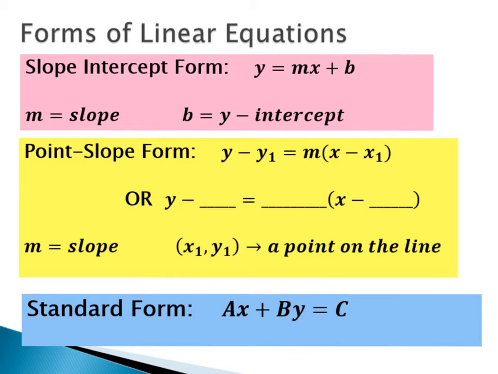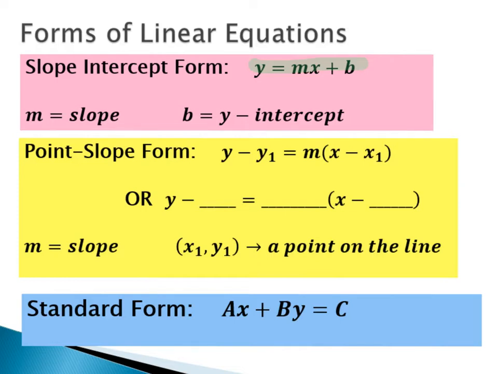In this video, you will learn about changing forms of linear equations. First, let's review the three different forms of linear equations we have. First, slope-intercept form is y equals mx plus b, where m is the slope and b is the y-intercept.